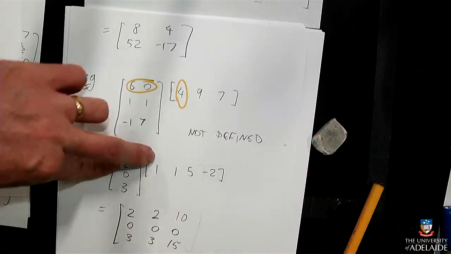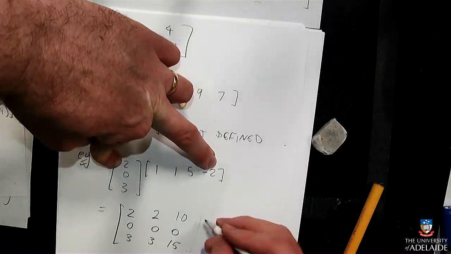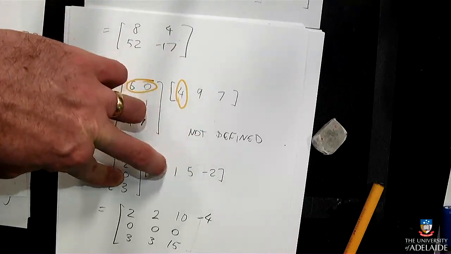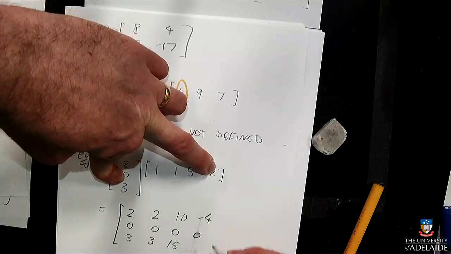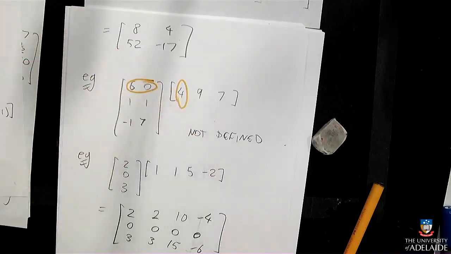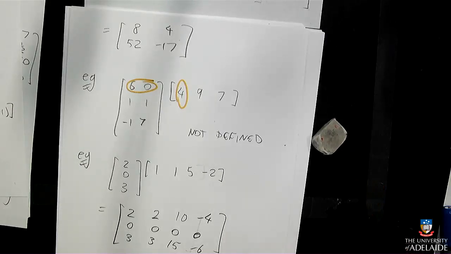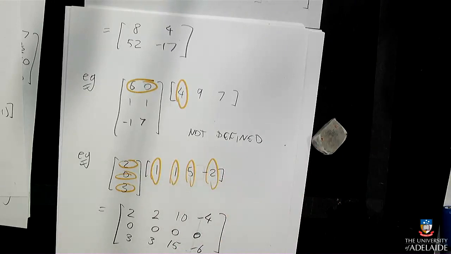And I would go row 1 and column 1, row 1 and column 2, row 1 and column 3, row 1 and column 4, row 2 and column 1, column 2, column 3, column 4. Row 3 and column 1, column 2, column 3, column 4, and that would be okay. All right, and it's because the rows and the columns have the same number of entries in them. All right, that's matrix multiplication.